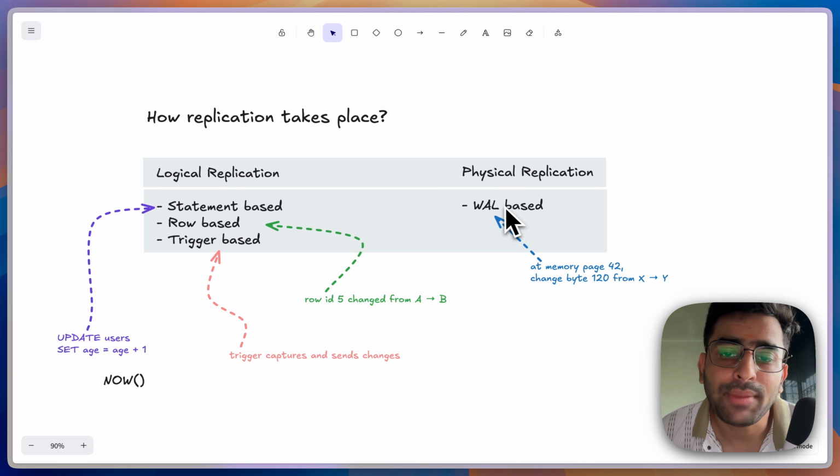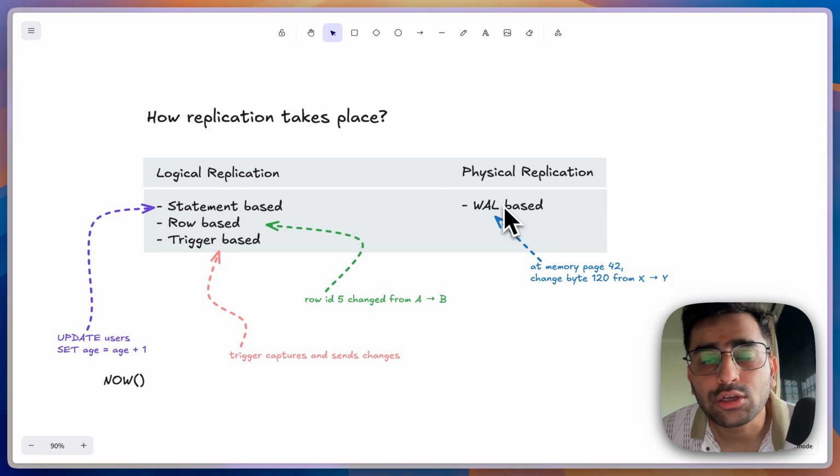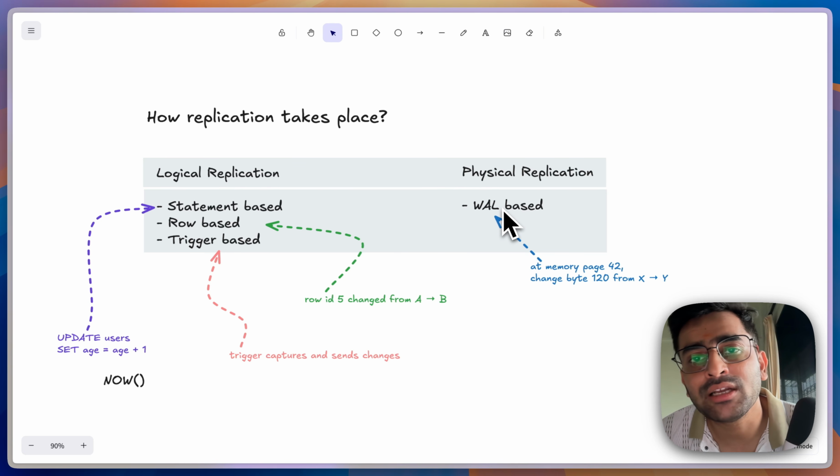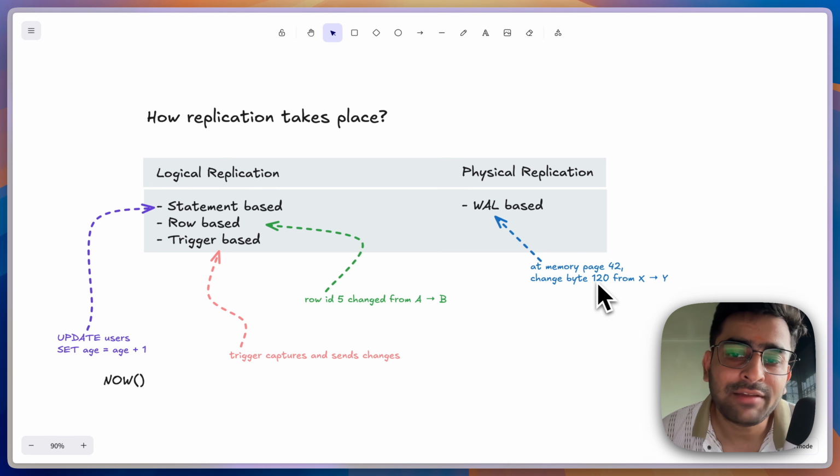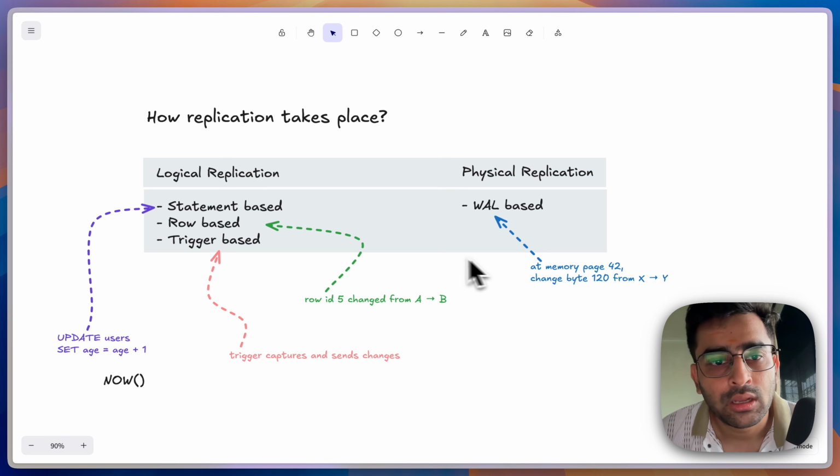But the drawback of this replication is that your leader and the followers should be using the same version of the database. If the leader is using Postgres 18.4, then the follower should also use the same version, right? Because you are dealing with physical level stuff. That's why. Okay. So I hope now you understood how the replication takes place.